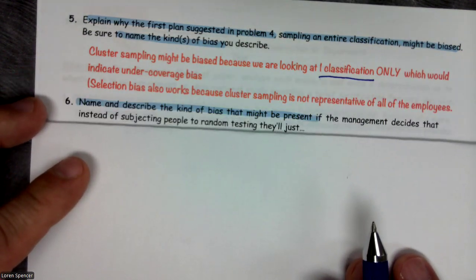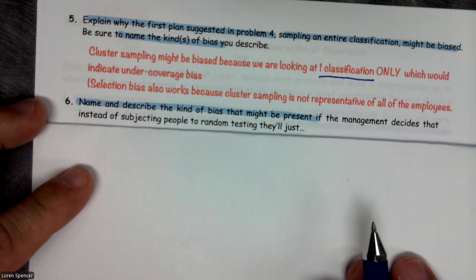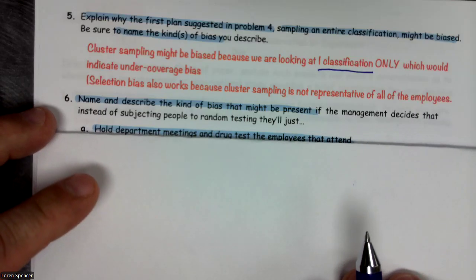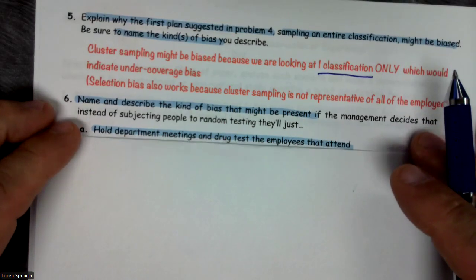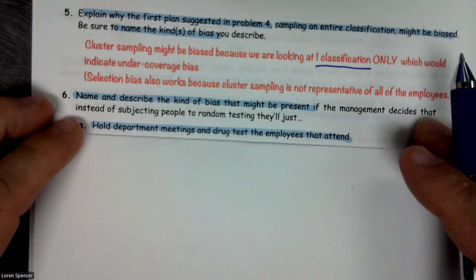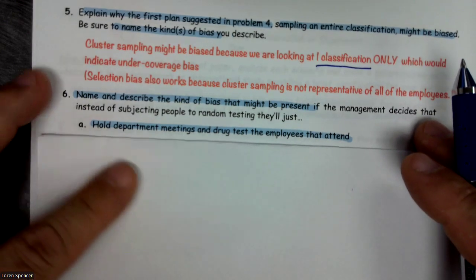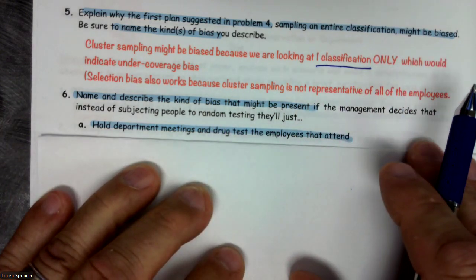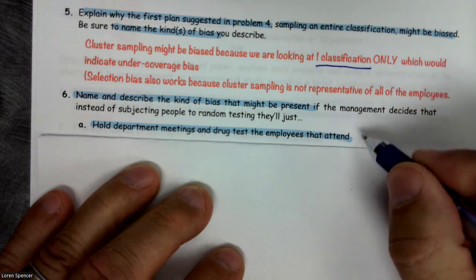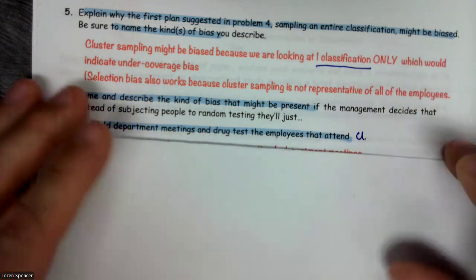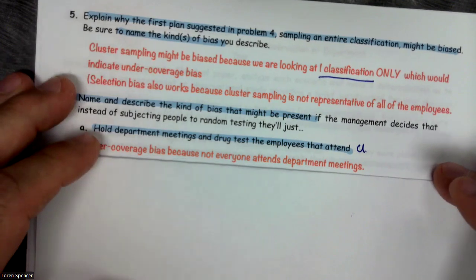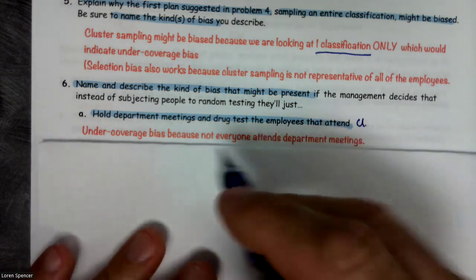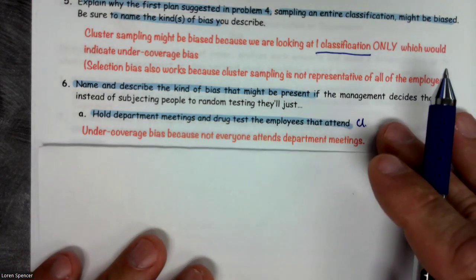Name and describe the kind of bias that might be present if management decides that instead of subjecting people to random testing, they just hold department meetings and drug test employees that attend. What do you think is going to happen? If I'm doing the drugs and I know about this, I'm not going to attend the department meetings. So this would be undercoverage bias, because not everyone attends the department meetings. They skip out. And remember, undercoverage bias could also be selection bias.